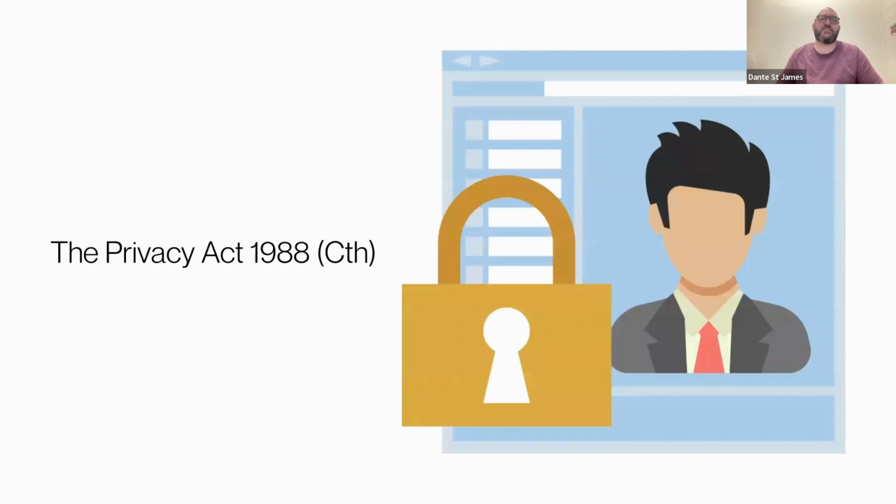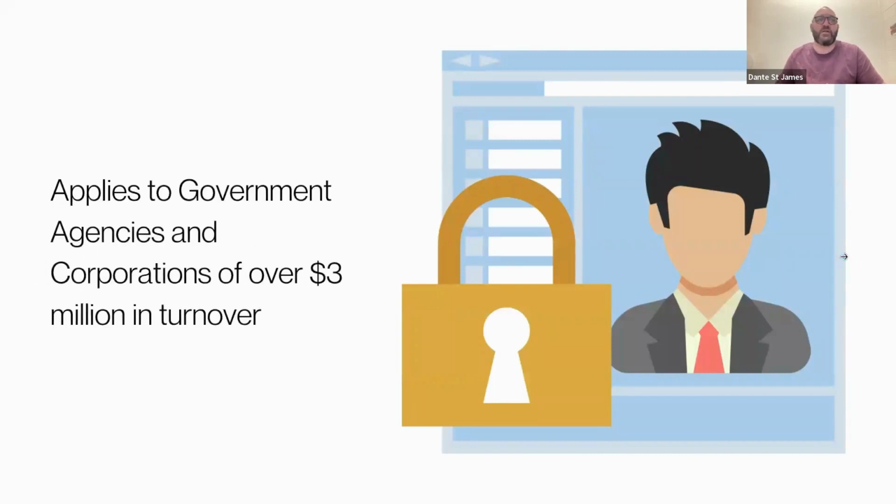So the Privacy Act of 1988 applies to government agencies and corporations of over $3 million in turnover. You and I probably aren't going to be impacted by this one. It's a lot to do with the reporting of breaches that go on. So remember what happened to Medibank and to Optus in the most recent cases. Lots of other places, LastPass, which is my password manager, got impacted by this as well.